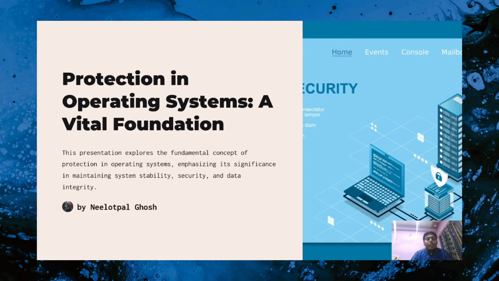This topic is protection in operating system: goal and importance. So today we are going to talk about the importance of protection in operating system, what its goal is, how much it's required, and how. So let's go on with the slides.